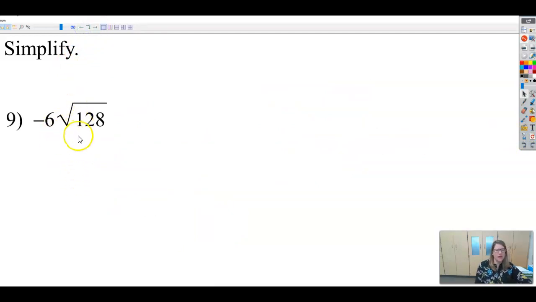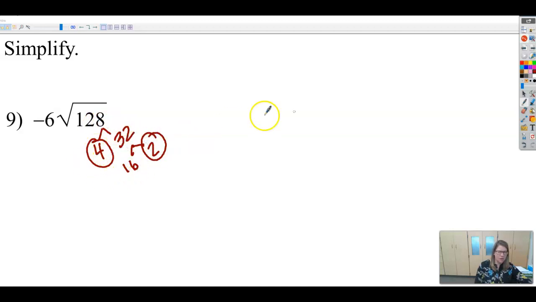Okay, here we go. So we've got negative 6 times the square root of 128. We're going to go through the same process here. We're still simplifying what's under the radical. The negative 6 out front will just get multiplied by anything that comes out of the radical. So 128, let's see, I could do 4 times 32. 32 would be 16 times 2 is one way anyway.